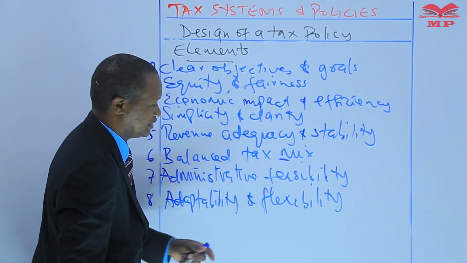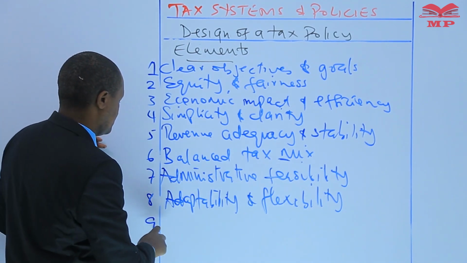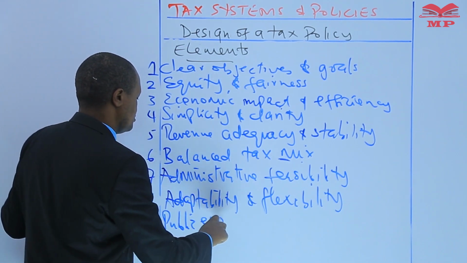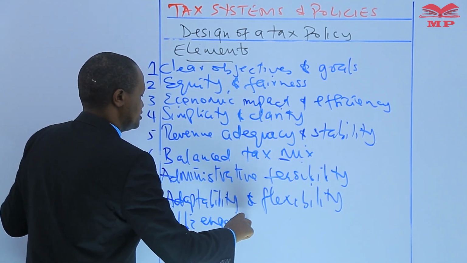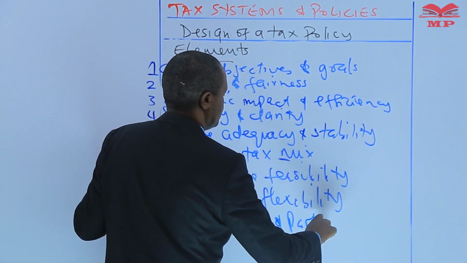Adaptability and flexibility. Number 9, public engagement and participation.